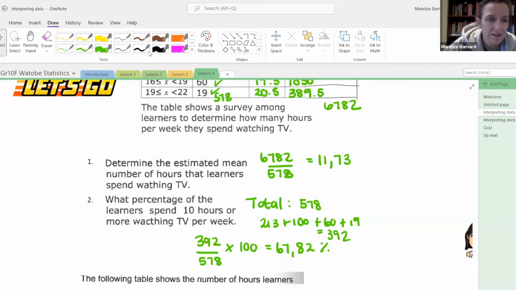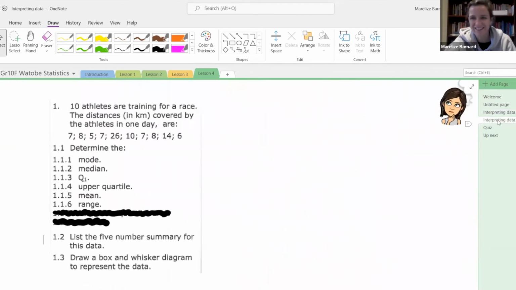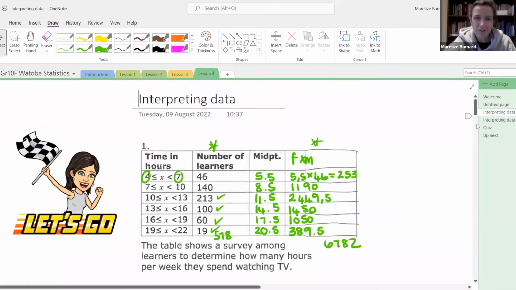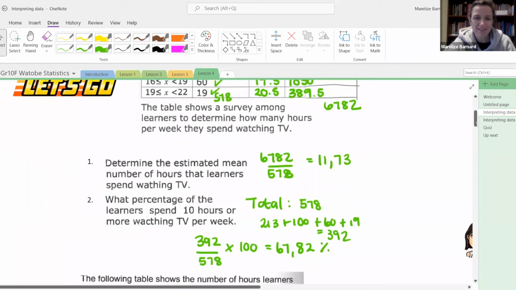Excellent. Lots of answers coming in. That's excellent. Watobians are taking this participation thing seriously. Good. Good. Okay. One last look. I'm just going to leave it up for 10 more seconds. And then we are going to go on to our box and whisker plot.